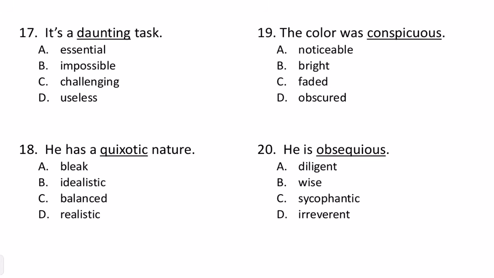It's a daunting task. Well, daunting is very difficult, but it's not impossible. You can still accomplish a daunting task, so it can't be this one. Correct answer is challenging. He has a quixotic nature. This comes from the book Don Quixote, or however you pronounce that stupid book. One of the characters in this book was very idealistic by nature. So that's where this word comes from, quixotic.